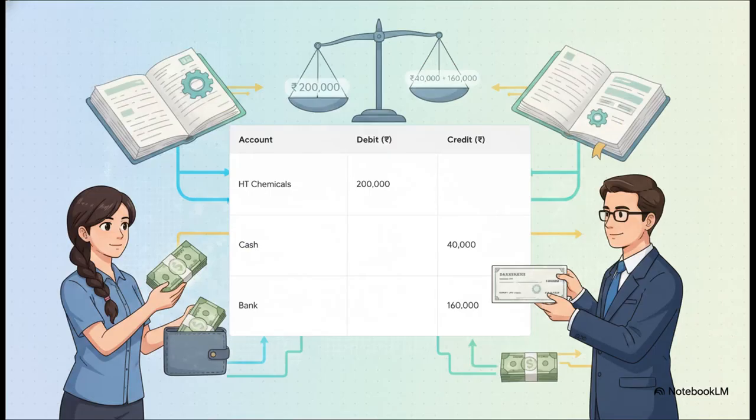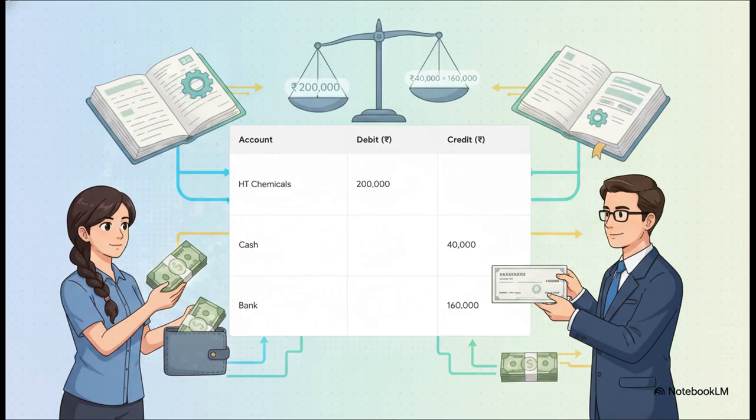It's a really simple, elegant split. Let's actually walk through a real-world illustration from our source material to see how clever this system is in practice. Take a look at this. On September 21, 2014, a company called Mohit Chemicals needs to pay HT Chemicals a pretty hefty sum, 200,000 rupees. But they split the payment. They pay 40,000 in cash and the remaining 160,000 via a banker's check.